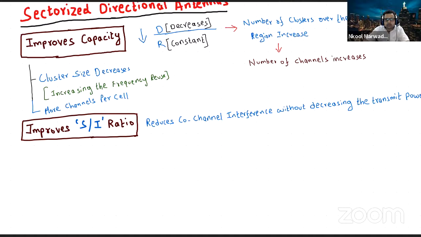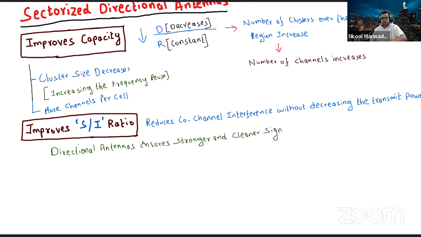And second, a very important observation we can make: directional antennas ensure stronger and cleaner signal. This is also clear.